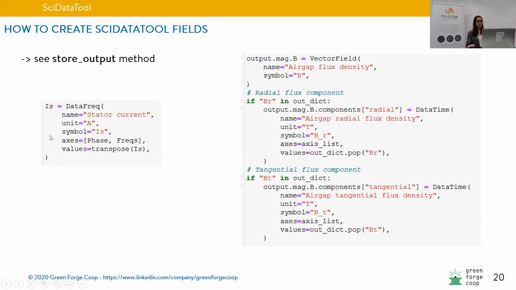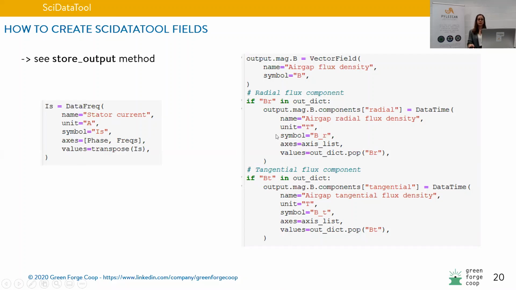So here on the left, you have an example. If you want to store in the Fourier domain, you can use data freq instead of data time. And of course, your axes need to be a Fourier axis. So here, for example, frequencies. Here, for example, we have used the phase axis. So for example, it was ABC. So that means that our matrix must be size 3 and the number of frequencies.